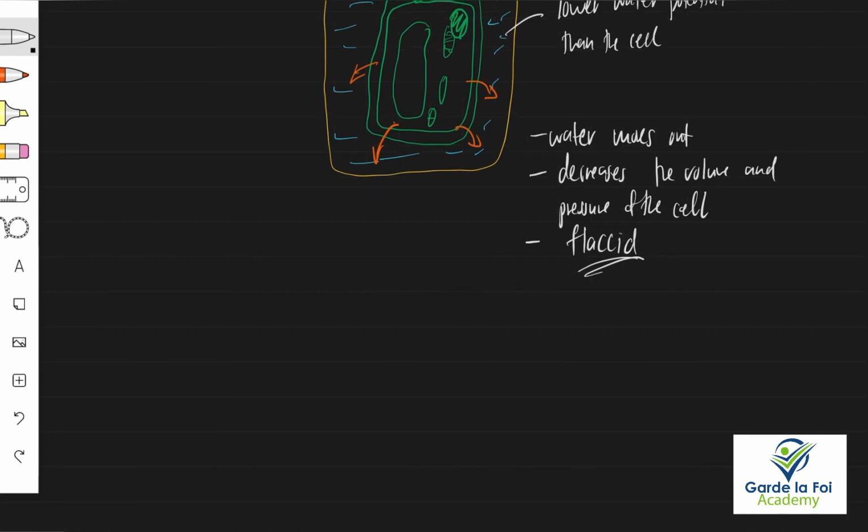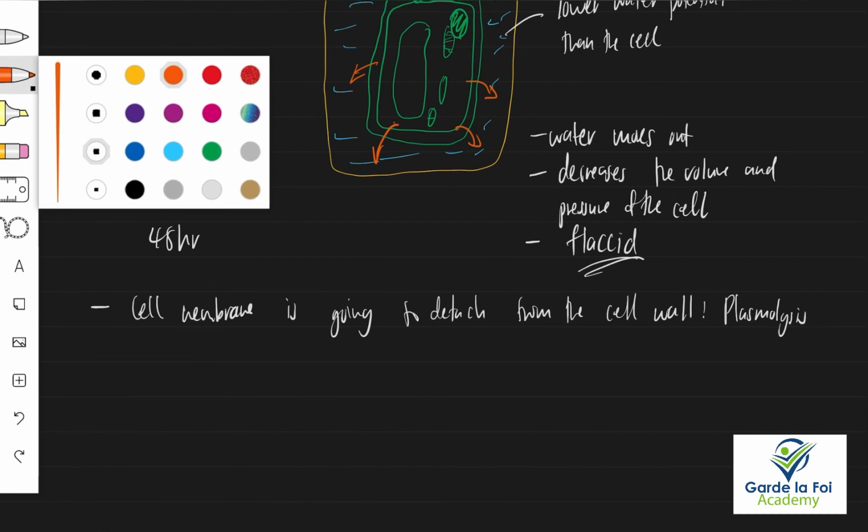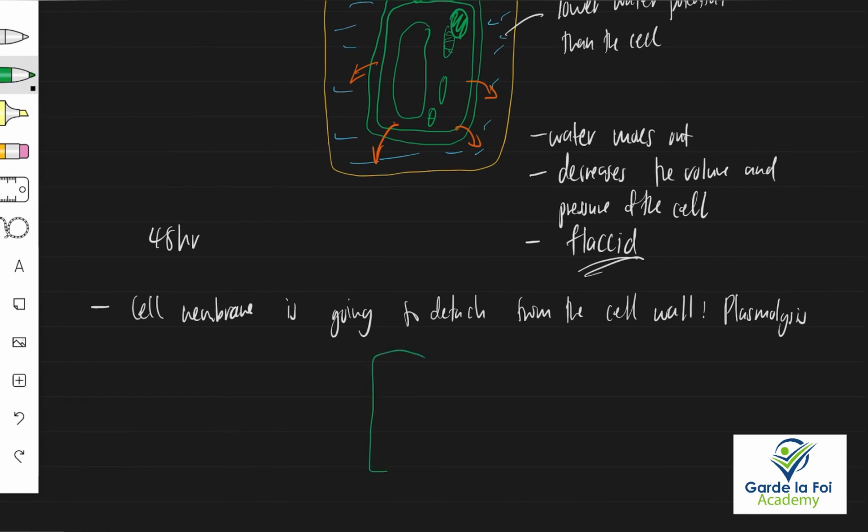So if you leave it for more hours, let's say 48 hours, inside the solution of low water potential, what's going to happen is that the cell membrane is going to detach from the cell wall. And this process is called plasmolysis.